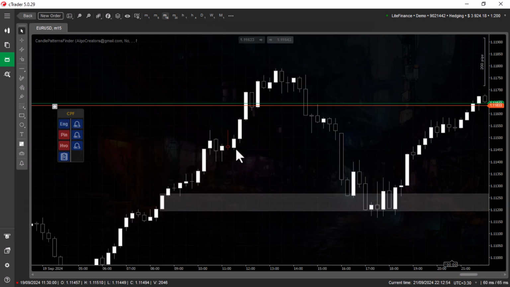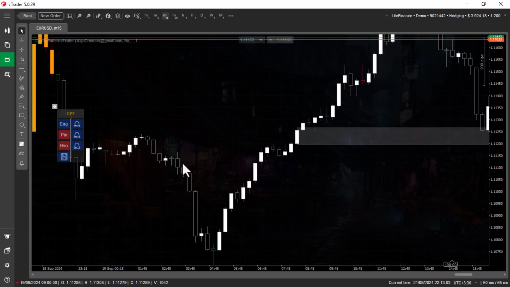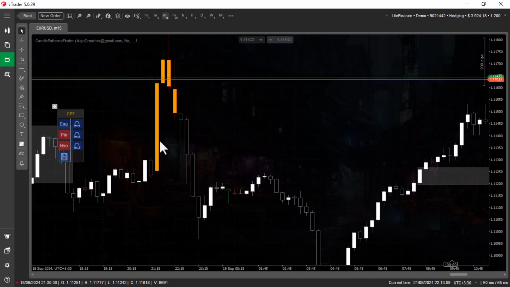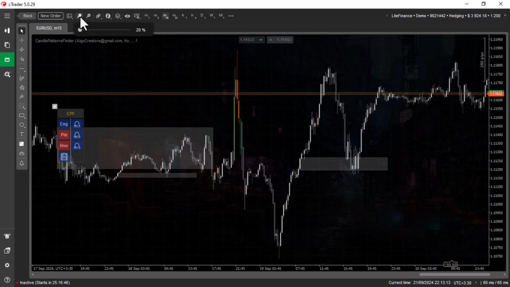When a pin bar is detected, the indicator will only change the candle's outline color based on whether it's bullish or bearish. For high-volume candles, both the outline and fill color will change. If your chart uses black and white candle colors, you'll easily spot the identified candles with the default indicator settings. However, if your candle colors are customized, you can adjust the indicator's color settings for better visibility.